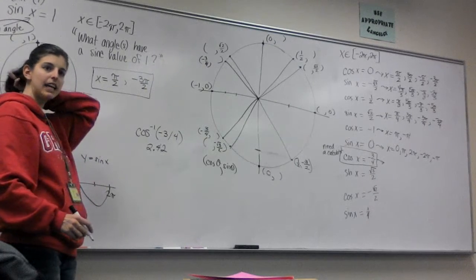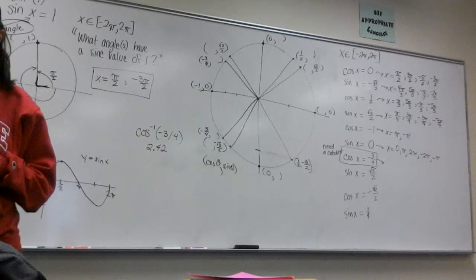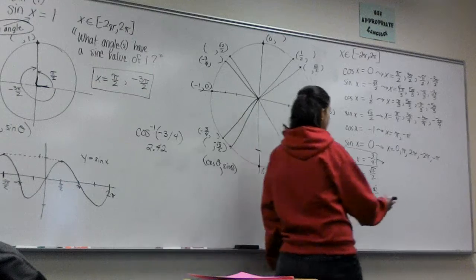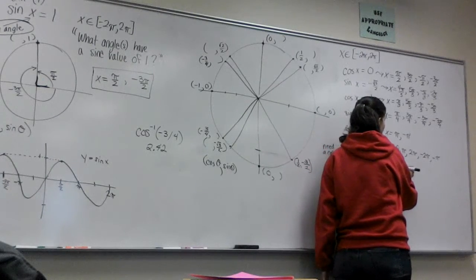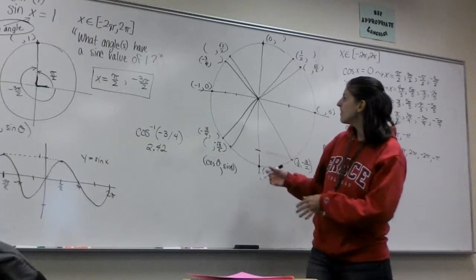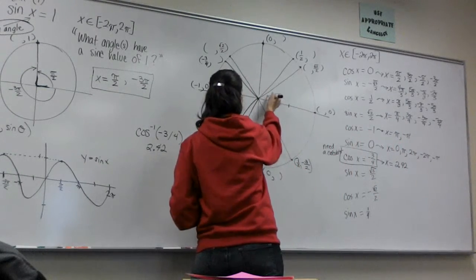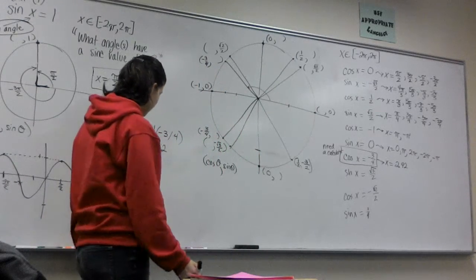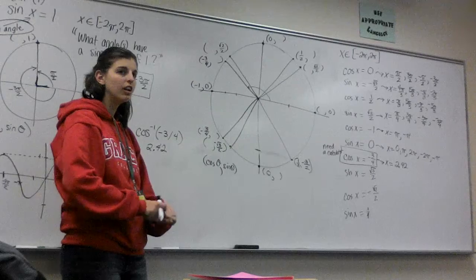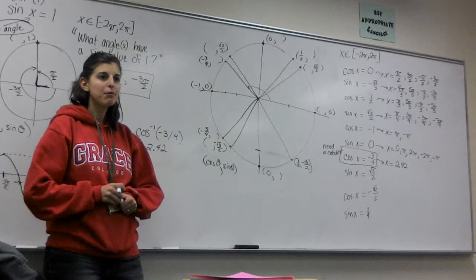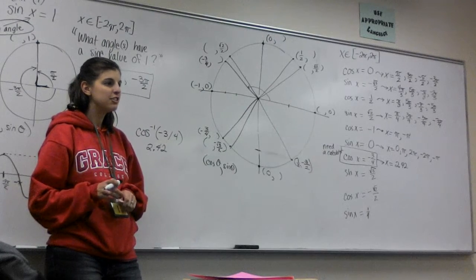I'll give you another minute to get that typed in if you didn't get it the first time. 2.42. So that's one of my solutions. X does equal 2.42. But we know from past experience that angle right there might be 2.42, but there's another one, and how the heck am I supposed to find the other one when it's not on the unit circle? Well, anybody have an idea before I guide you a little bit more?